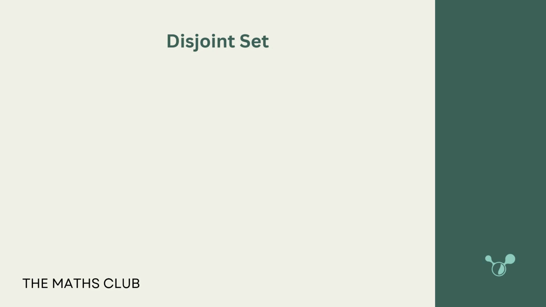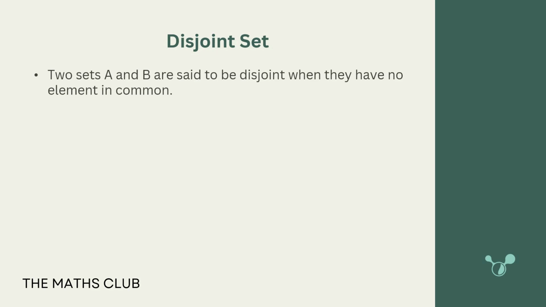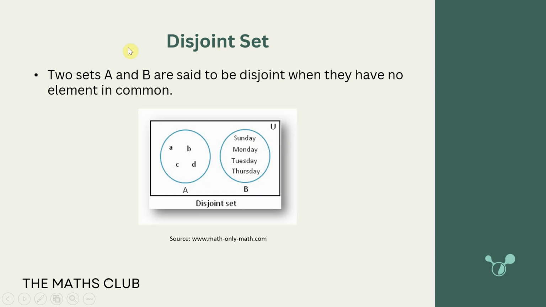Disjoint sets. When we say something is disjoint, that means that there is no connection between them. Nothing is joining them together. So two sets A and B are said to be disjoint when they have no elements in common. A good example is set A and set B. The elements of set A are A, B, C, D. The elements of the other are Sunday, Monday, Tuesday, Thursday. There is nothing joining the two of them together, so that is an example of disjoint sets.